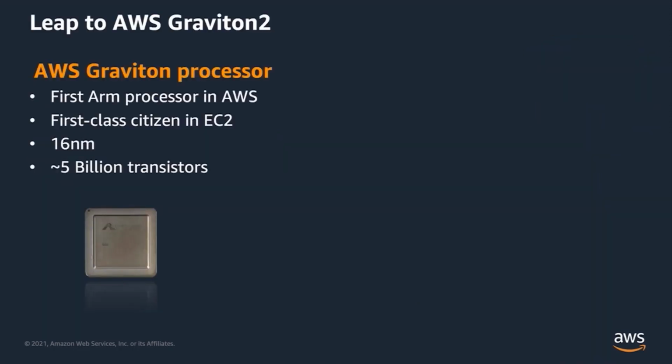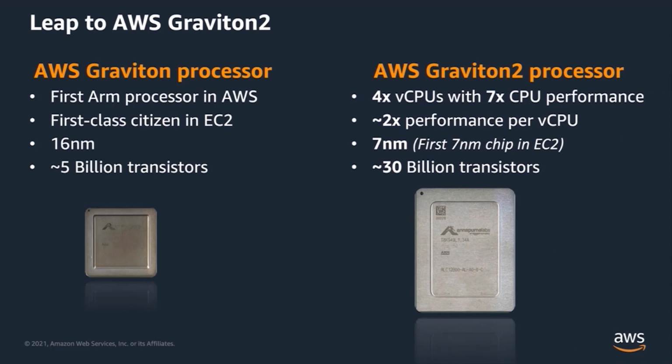So we should start with a little bit of history. The first AWS Graviton processor, which powers the A1 instance type, is a 16 nanometer chip with about 5 billion transistors. And the Graviton2 processor has 4 times the number of vCPUs with 7 times the performance, which, if you're doing the math, is roughly twice the performance per vCPU.